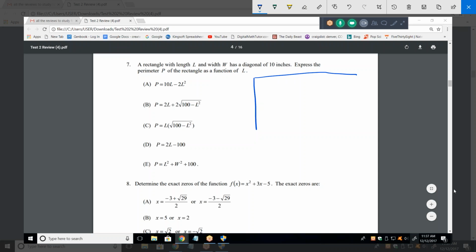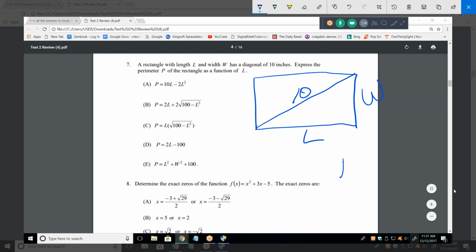Always draw a picture when they're talking about rectangles and diagonals. So its length is L, its width is W, and its diagonal is 10. We don't know anything else. We don't know the relationship between L and W. Express the perimeter of the rectangle as a function of L.